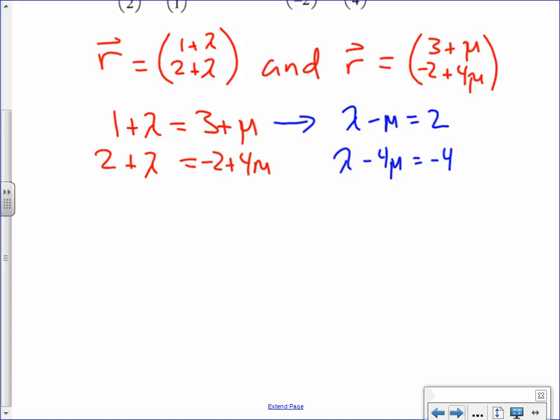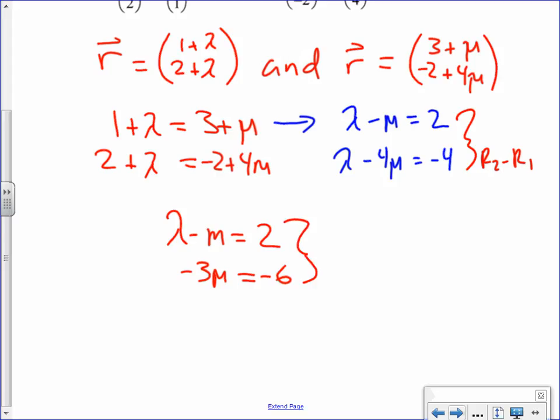So using our handy dandy row reduction, if I just take row 2 minus row 1, you would have lambda minus mu equals 2, and then negative 3 mu is equal to negative 6. Okay? And so this tells you that mu is equal to 2, and if you plug in 2 here, that makes lambda equal to 4. Ta-da!